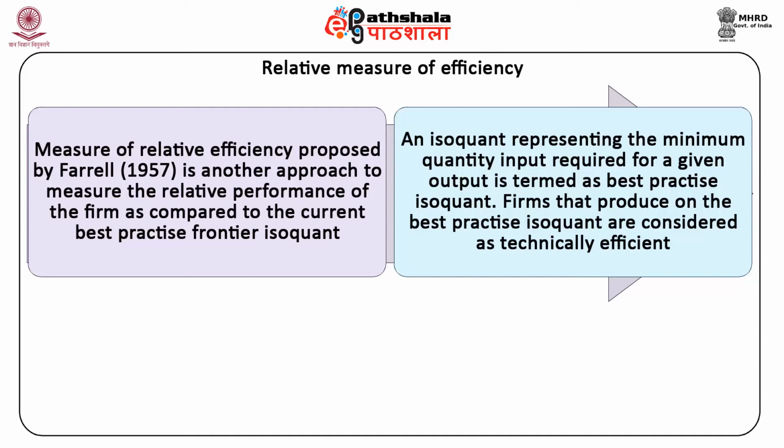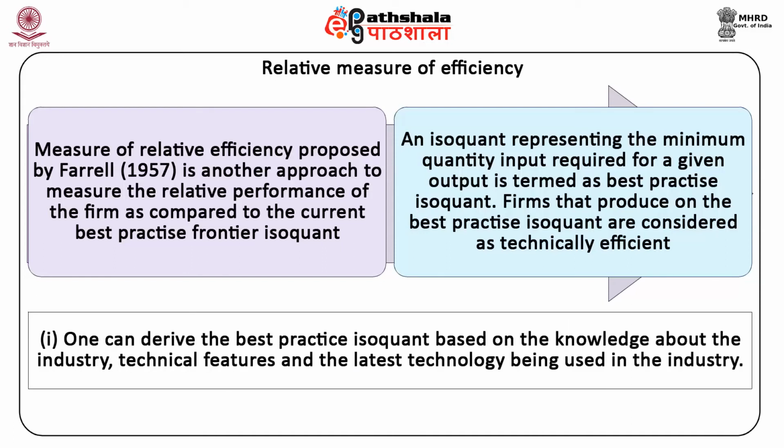The best practice isoquant can be derived in the following three ways. First, one can derive the best practice isoquant based on the knowledge about the industry, technical features, and the latest technology being used in the industry. It can also be achieved statistically using the data of the existing firms.